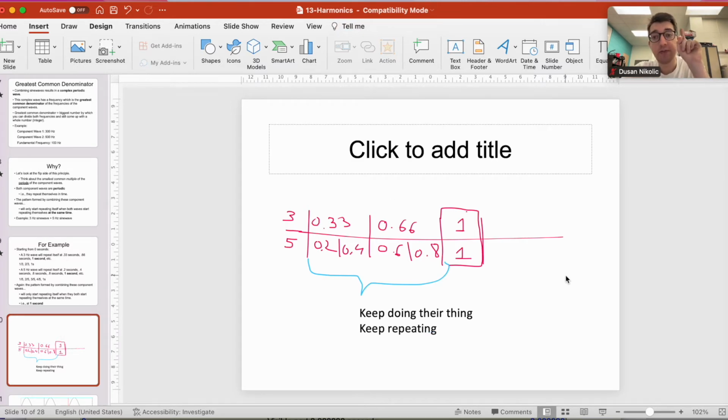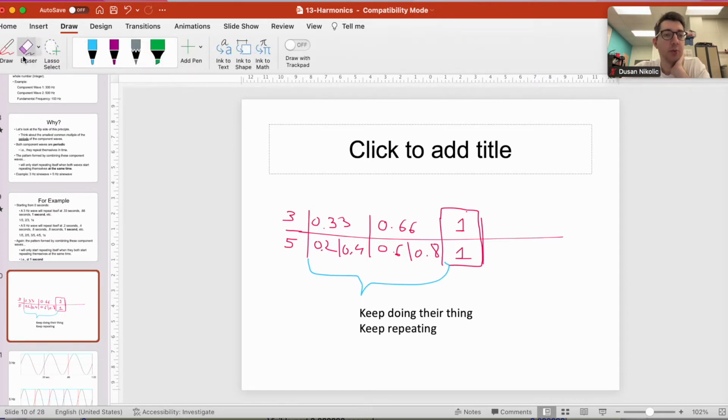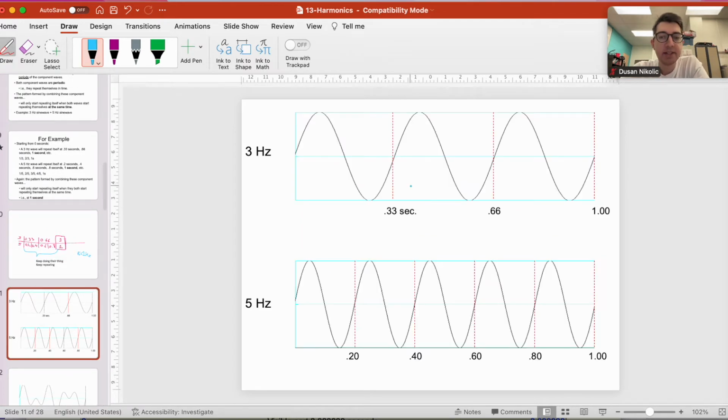This complex wave repeats itself once in 1 second. So the frequency would therefore be, of course, 1 hertz. And as you know, the greatest common denominator of 3 and 5 is, of course, 1, right? This is what it looks like.